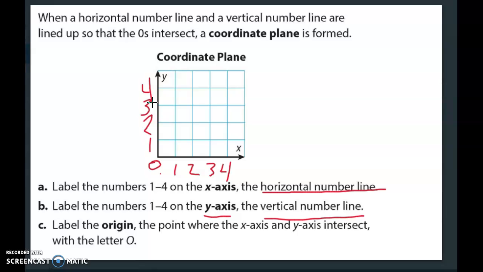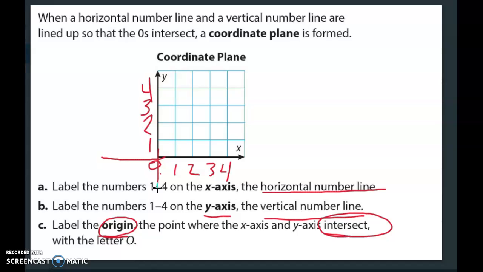Part C, which I already did, which was label the origin. Origin is where you always start. It's the starting point. It's where your x and your y-axis intersect. So there's that vocabulary word. When lines intersect, that means they cross. So if I had continued the x-axis to go this way, and I continued the y-axis to go this way, it would cross.